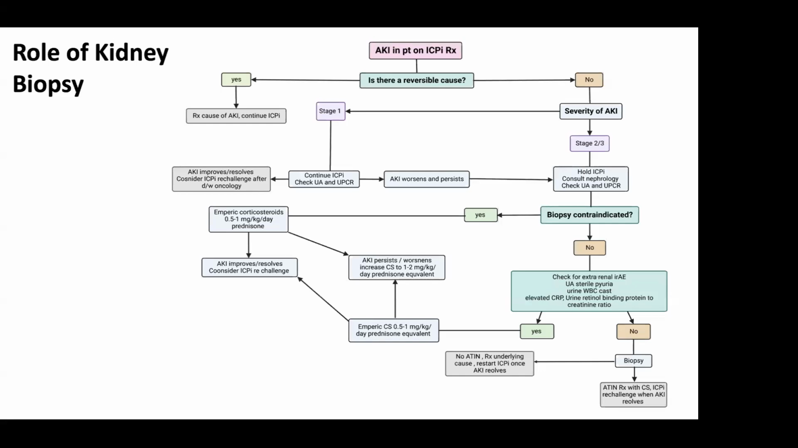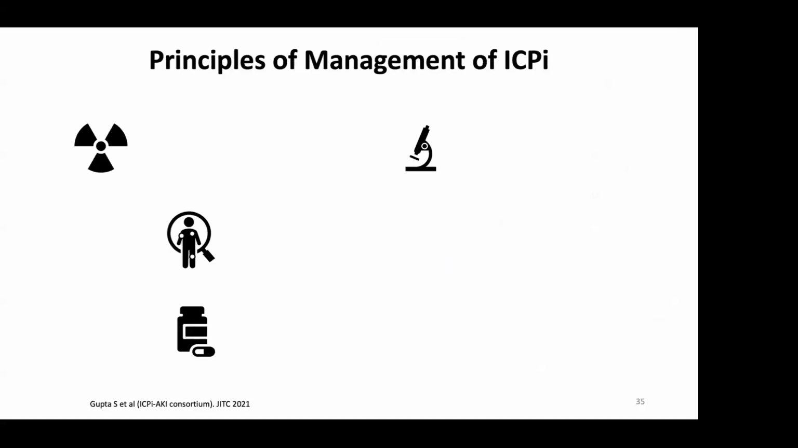But always make an attempt to biopsy these individuals, because the sooner you biopsy, the sooner you have a diagnosis, and the better it is for the patient. Studies from the interstitial nephritis data set have shown that the sooner you treat these patients, the earlier the inflammation resolves, before it eventually results in fibrosis. So in general, what are the principles of management of immune checkpoint inhibitor induced AKI?